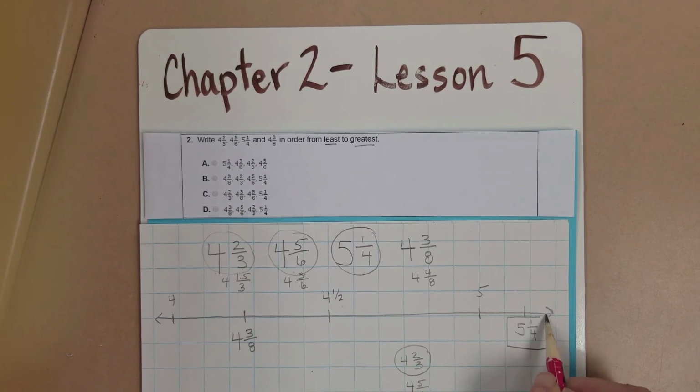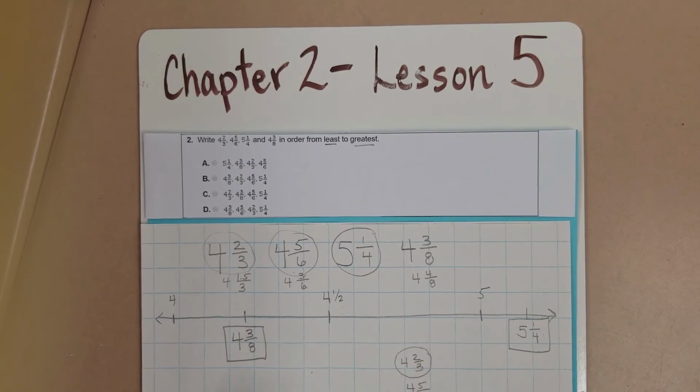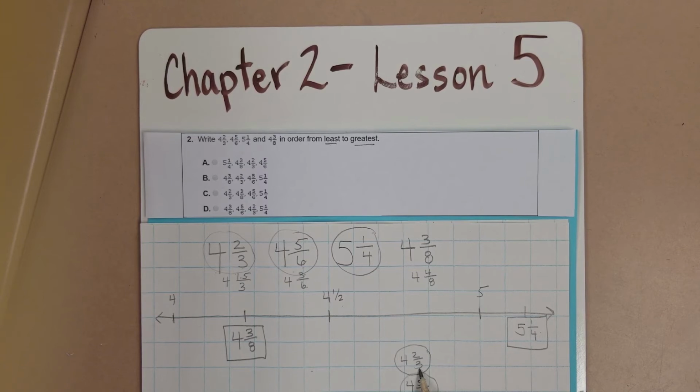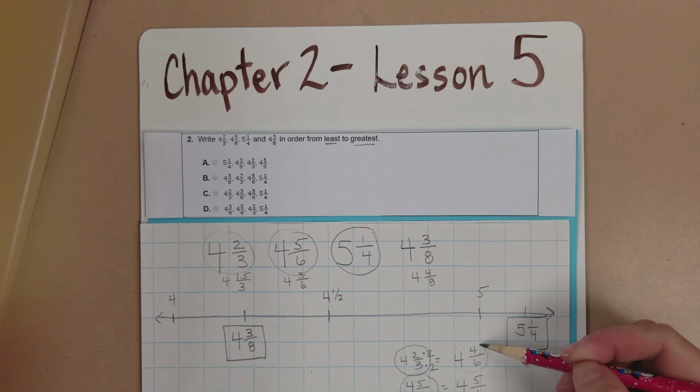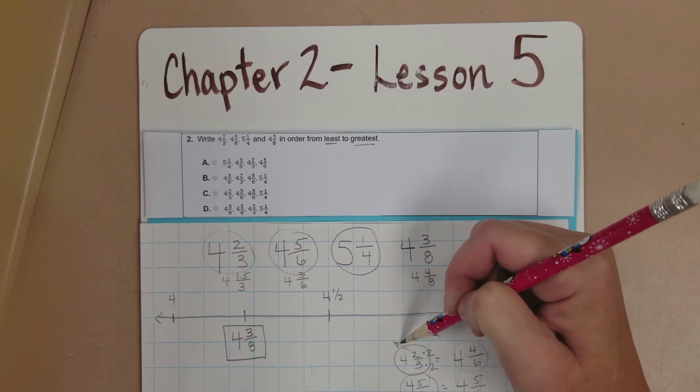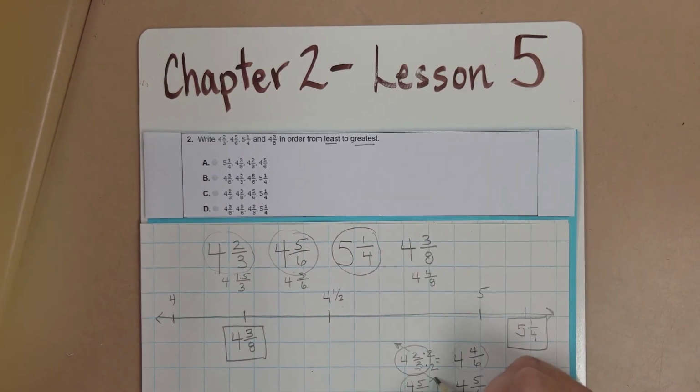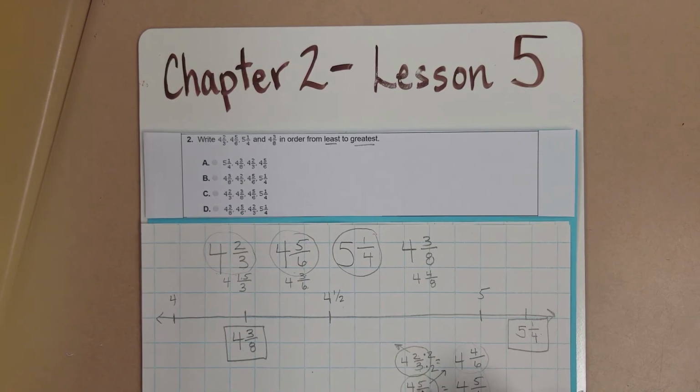So I have 5 1/4 here, 4 3/8 here. Now I just have to compare these two fractions. The way I'm going to do it is with common denominators, because I can easily change a 3 to a 6. They both will have the 4. 5/6 stays the same. I multiply the numerator by 2 and the denominator by 2, and I get 4/6. Now, 4/6 is less than 5/6. So that means that 4 2/3 is less than 4 5/6.